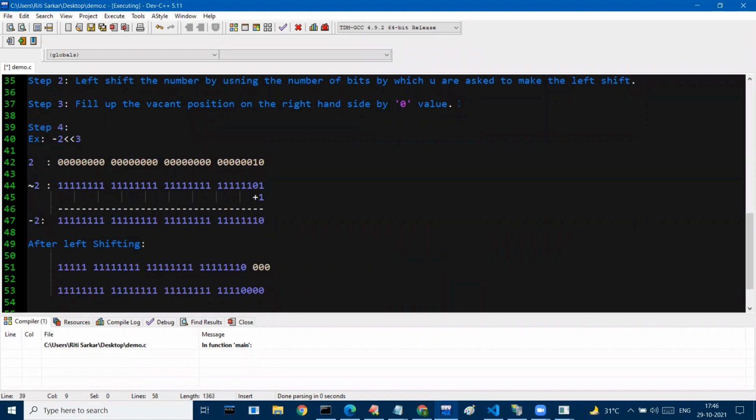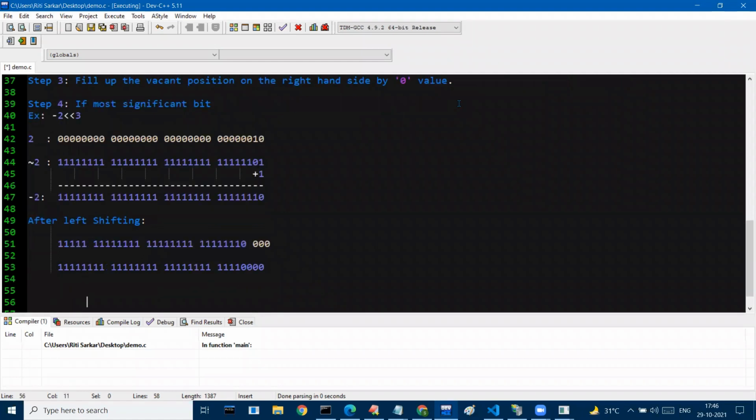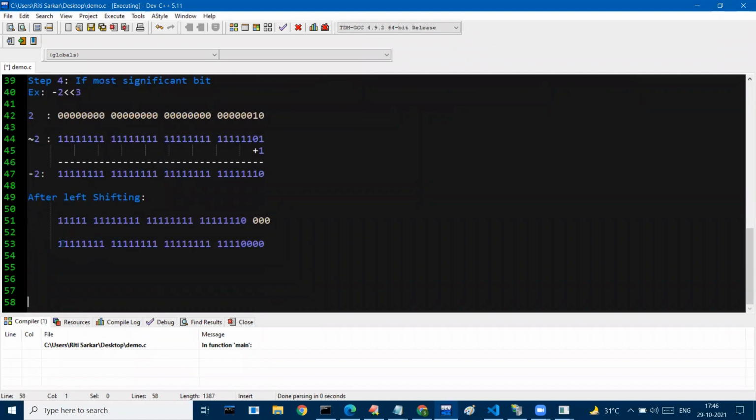What is that? In the most significant bit, who is the most significant bit here? This is called the most significant bit. This is called the least significant bit. This most significant bit is called the signed digit. It will decide the sign of the number. It is called the signed bit.